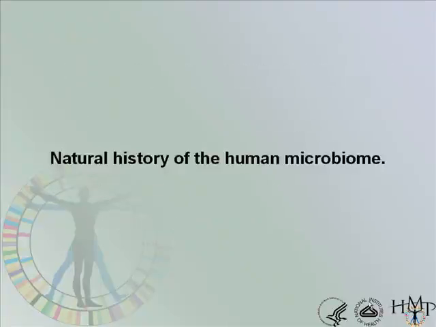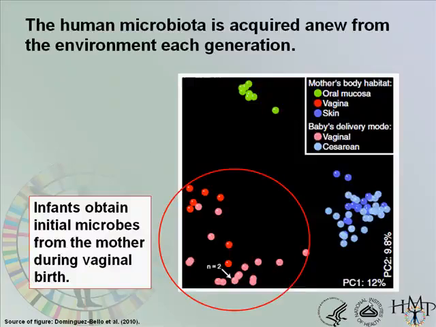So let me walk you through the natural history of the microbiome, because, and I want to say this a few times during my presentation, we inherit our genome, the eukaryotic genome, us, but each generation we acquire the human microbiome. So that's where the environment signal is really, really important. The human microbiota are acquired anew from the environment each generation. You might think it's a stochastic process, but it's not.